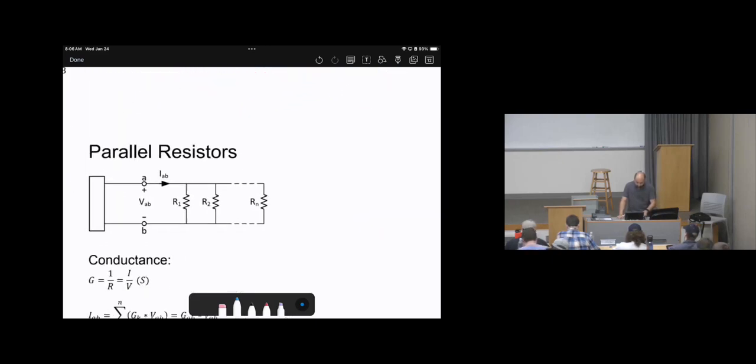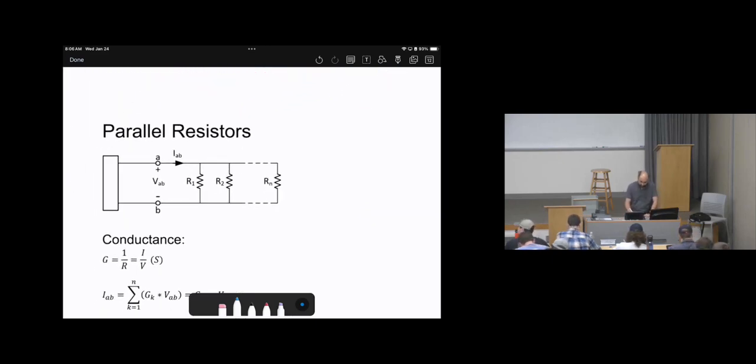Now, how about parallel? The parallel definition means two conditions, which is common in two nodes, and in addition to this, sharing the same voltage.